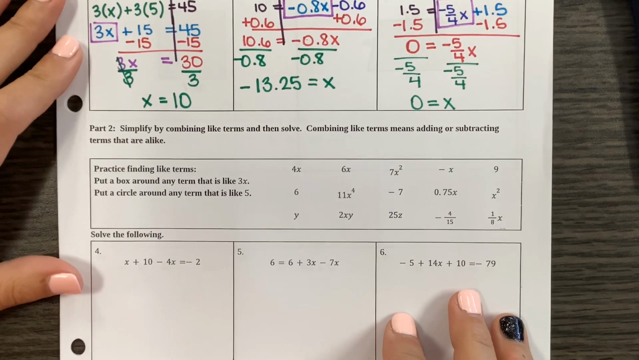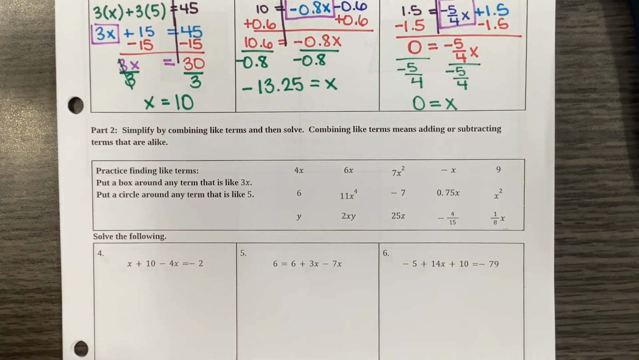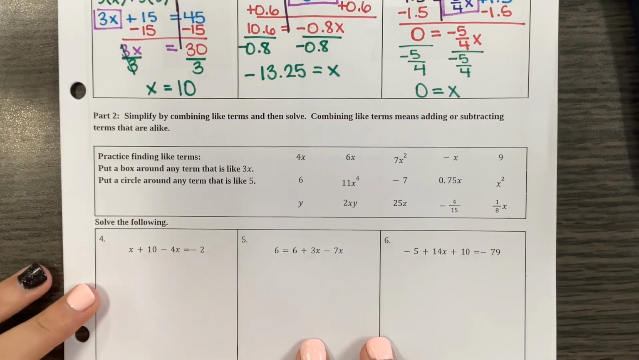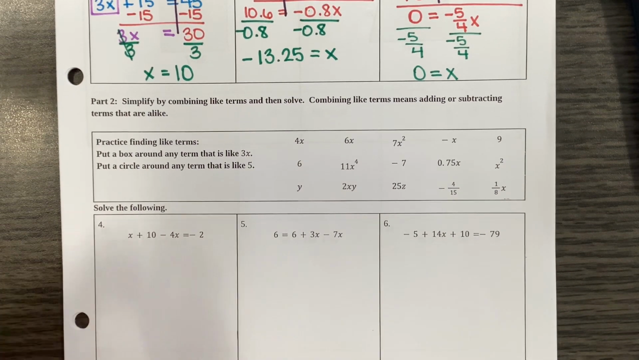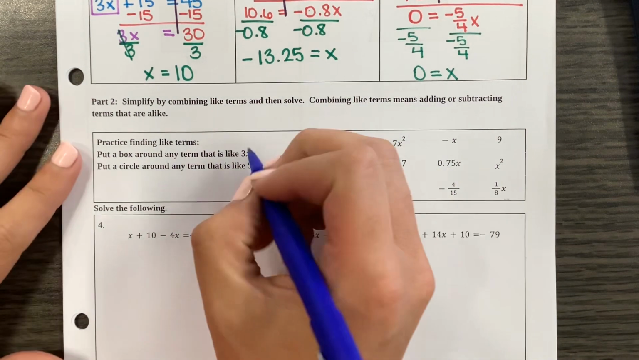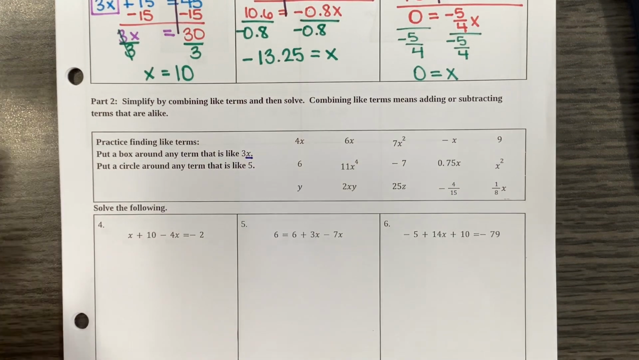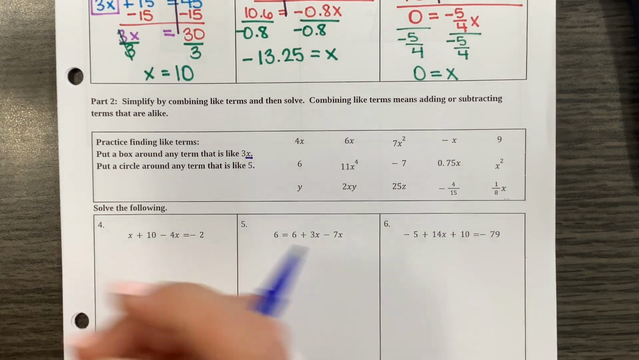Okay, on my next part, it says simplifying by combining like terms and then solve. So combining like terms means adding or subtracting terms that are alike. So if you look at this first box, it says practice finding like terms. So it says put a box around any term that is like 3x. So when we look for like terms, we look for a similar variable, so the same variable, and those variables have to have an exponent. So on this one, my 3 has a singular x. There is no exponent, so that's exactly what I'm looking for.